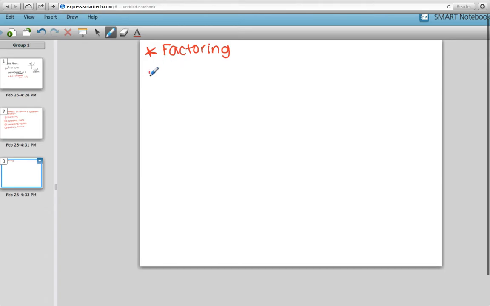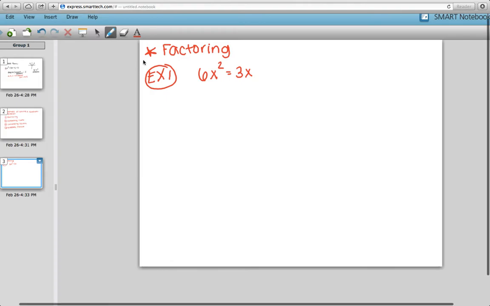Okay, so we're going to do example number 1. And our problem is 6x squared equals 3x. Now, our goal is to put this into standard form. If you recall, we just learned standard form was everything on one side set equal to 0. So I need to move this over.